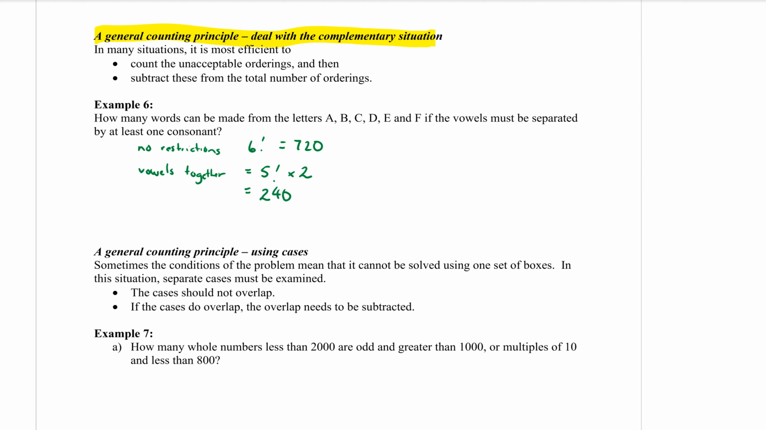So that means everything else has the vowels separated, right? So the vowels apart is that total 720, subtract off the ones where they're together, which means there's 480 ways of arranging those where the vowels are separated. Yes, it's the complementary event.